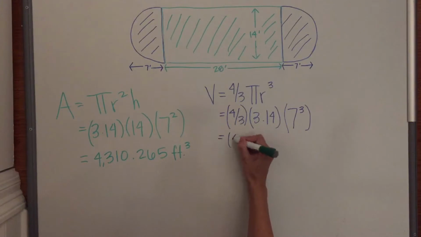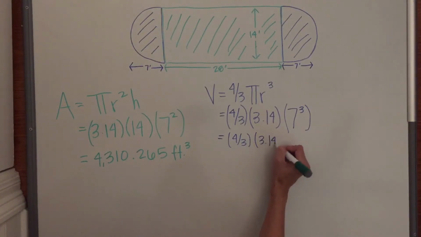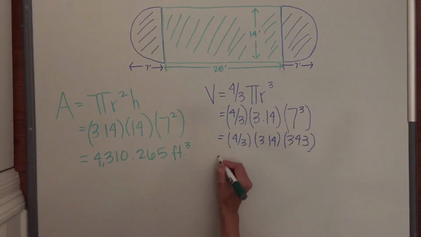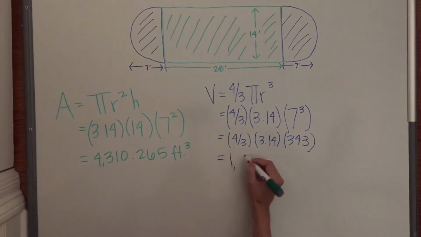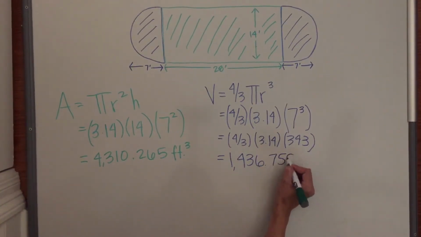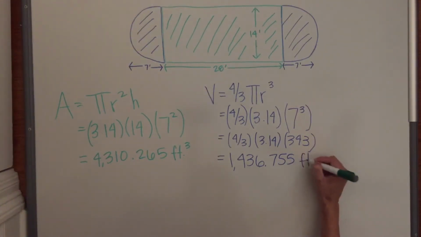And this will equal 4/3 times 3.14, and 7 cubed is 343. And when we multiply all that together, we get 1,436.755. And this is cubic feet, or feet cubed.